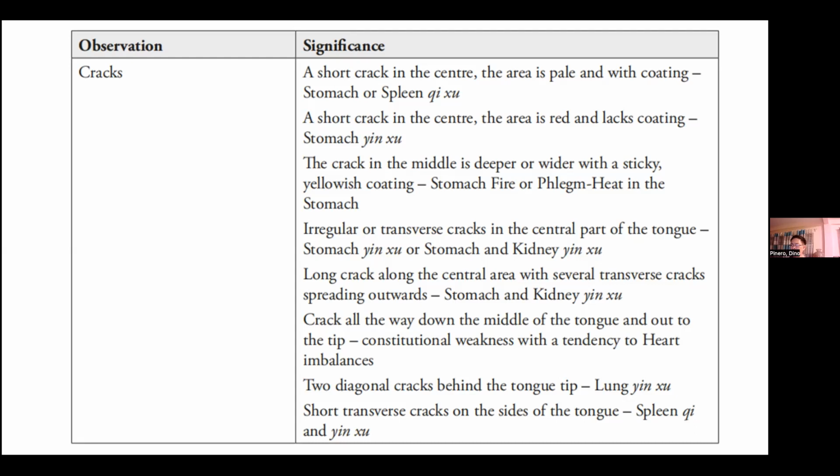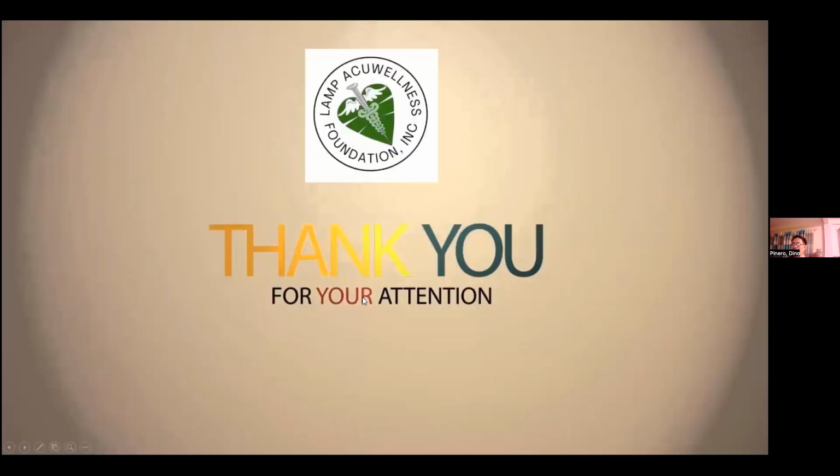Two diagonal cracks behind the tongue tip indicate that there is a lung yin deficiency. Short transverse cracks on the sides of the tongue, just short transverse cracks, indicate that there is a spleen qi and yin deficiency. Okay? Thank you for your attention.